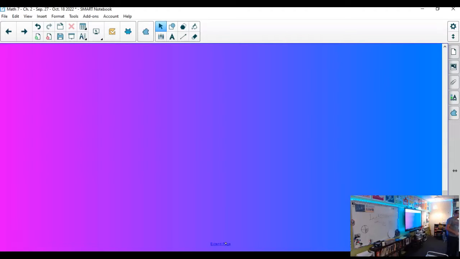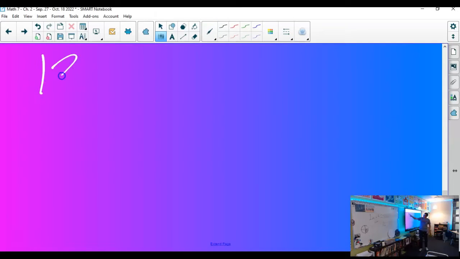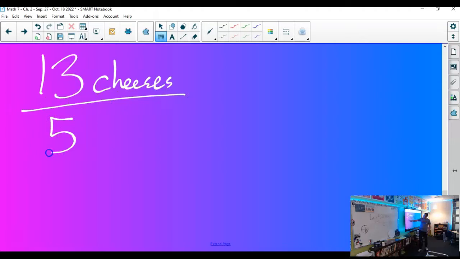Alex? The 13 divided by 5? Sure, but you won't be able to because you don't have the other resources that go with it. 13 cheese sticks divided by 5 people.